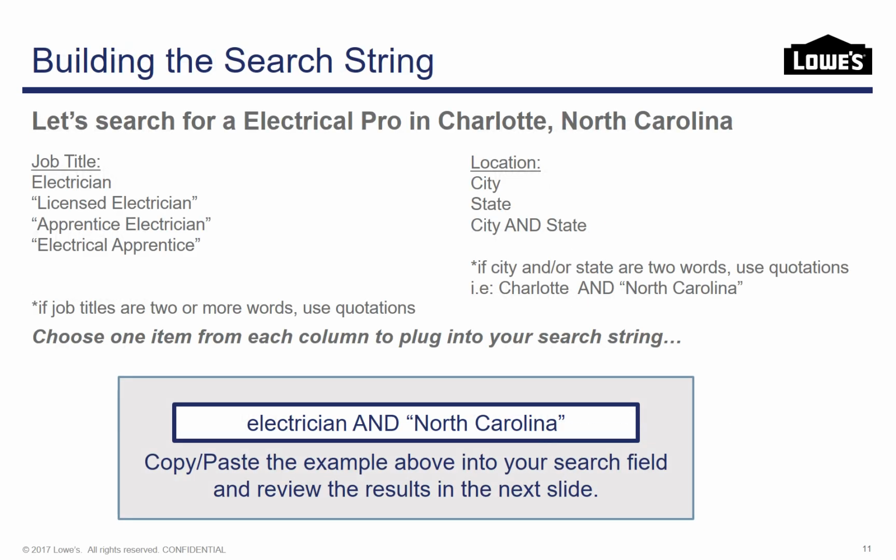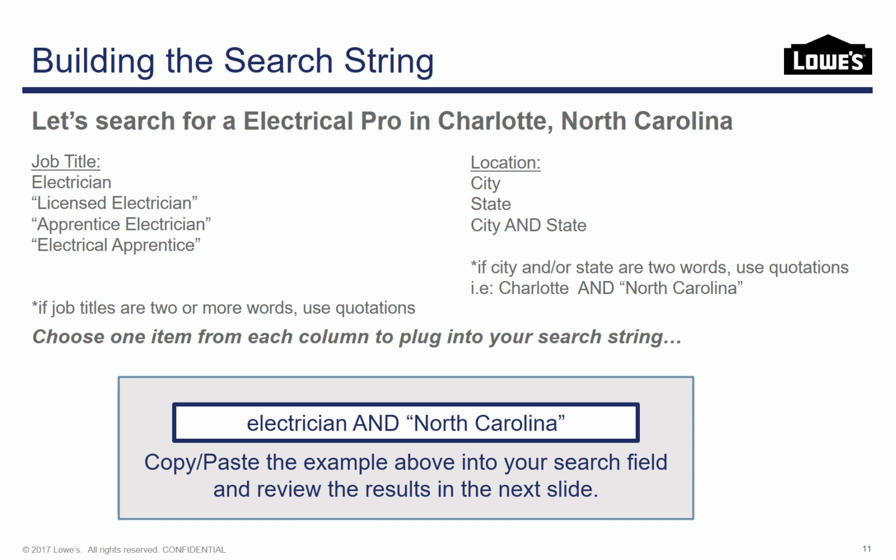Here's an example of what your research document will look like for this role. In this example, we're looking for an electrical pro in Charlotte, North Carolina. See the keywords listed to the left? We've listed all the possible job titles for this position. And on the right, we've listed all of the location details for this role.